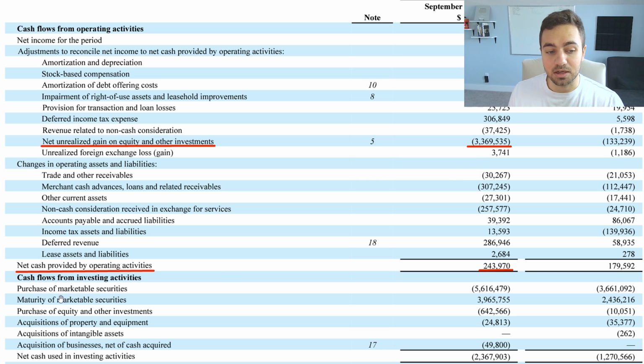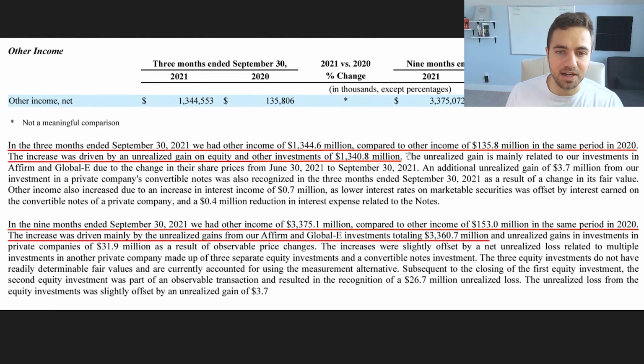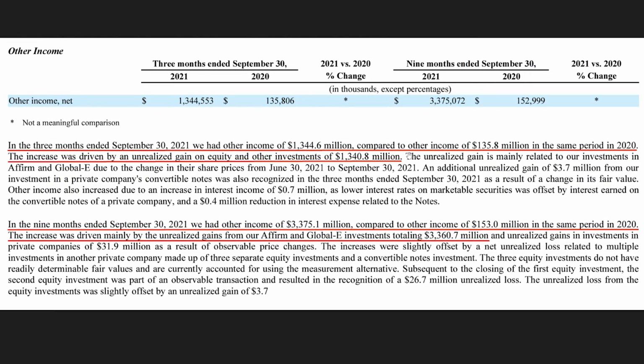income statement. Now, what's also interesting is we can see that the actual net cash provided by operating activities, or the actual amount of cash that Shopify's business generated, was about $244 million, which is significantly different from the net income that they reported of over $3 billion.